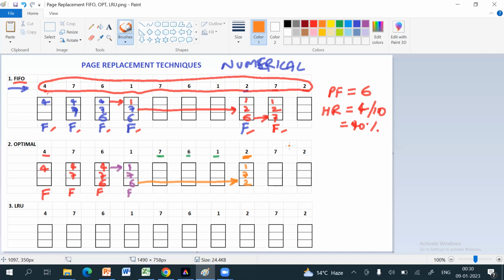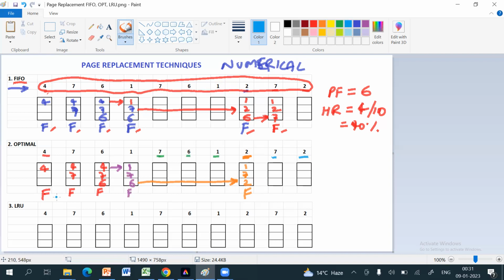Now going forward again, we have 7, which is already there. Oh, this is a page fault, by the way, the previous one. 7 not required to be loaded because it's already there. 2 not required, it's already there. So that ends your optimal.